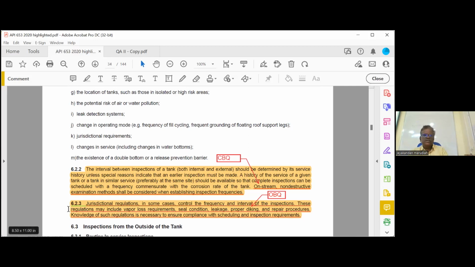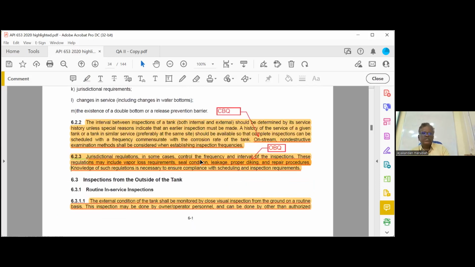The regulation is based on the second line: vapor loss requirements, seal condition, leakage, proper diking and repair procedures. That line is important, open book question. So local regulation is based on vapor loss requirements, seal condition, leakage, proper diking and repair procedures.